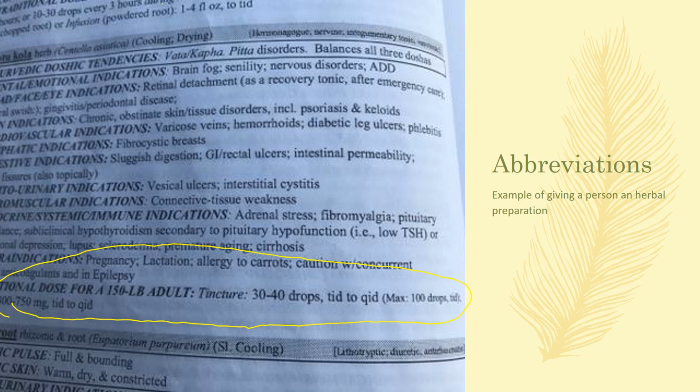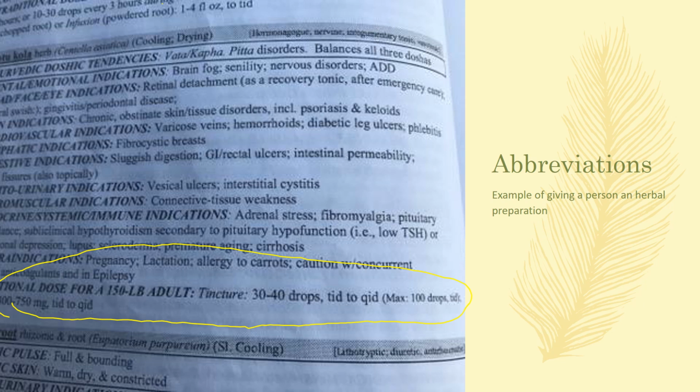And then if they're having capsules, it'll be 400 to 750 milligrams TID to QID, 3 times a day to 4 times a day. So if you didn't know TID and QID, then you wouldn't be able to properly give the person their gotu kola medication, and that could cause some problems. You don't want to give more than what they're supposed to have. But yeah, so abbreviations are important, as you can see right there.